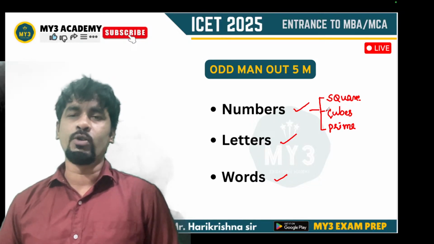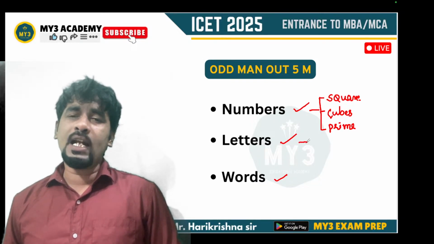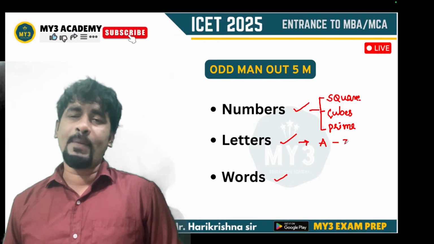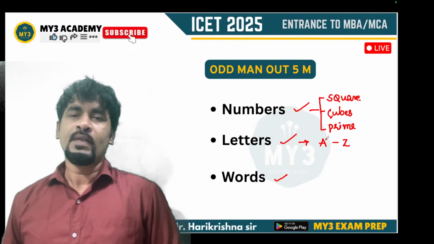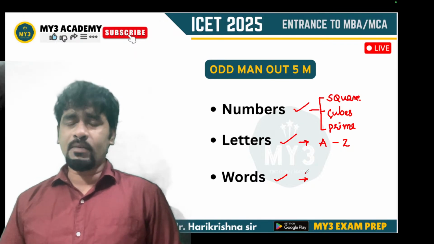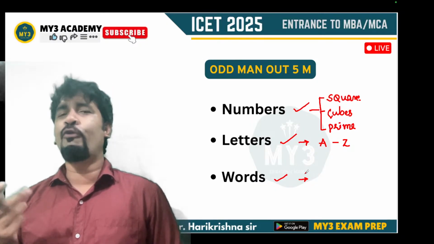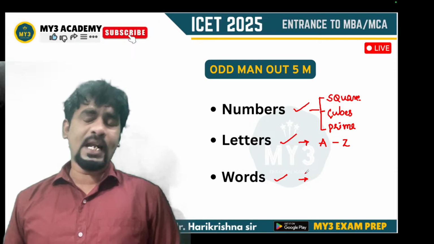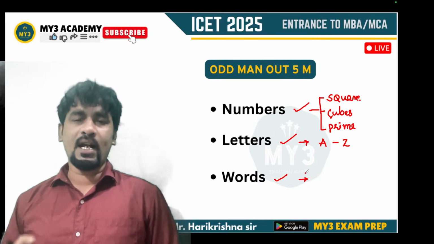That's a basic prerequisite. And when you are solving the letter based questions, I suggest you remember the A to Z alphabets with their respective positions. And when you are solving word based questions, just basic awareness of fruits, animals, flowers, planets and months will be more than enough to solve.